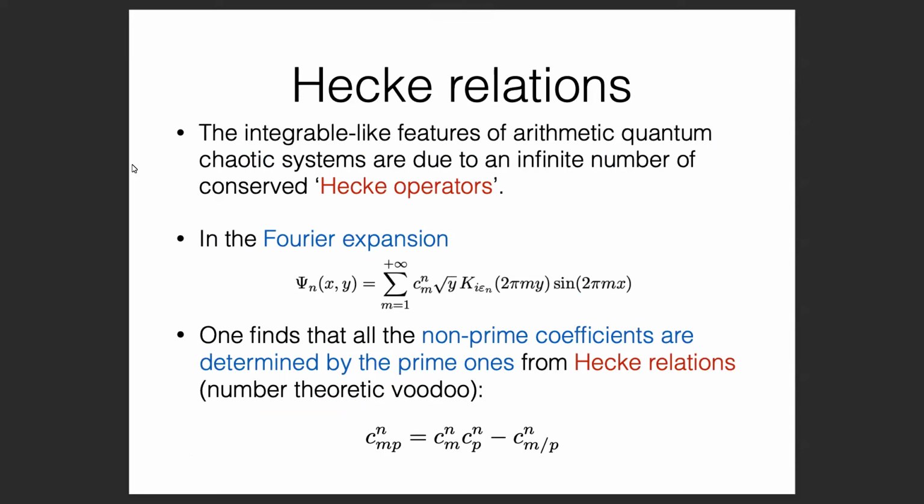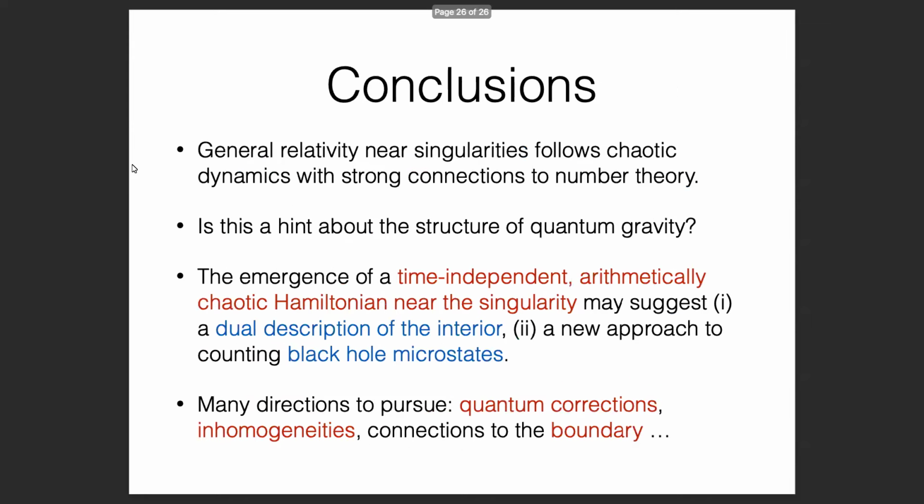So somehow there's a chaotic system in the far interior of a black hole, and these wave functions are connected to matrices, drawn from a large N matrix. I find it quite tantalizing that that's where it is. So general relativity near singularities follows chaotic dynamics with strong connections to number theory. This is a hint about the structure of quantum gravity, and I think it's quite interesting.